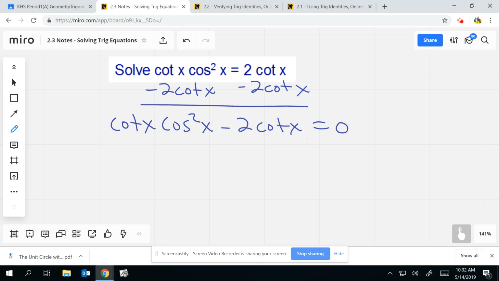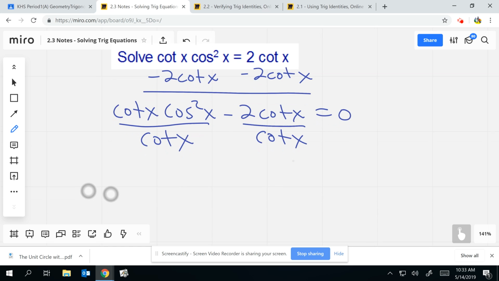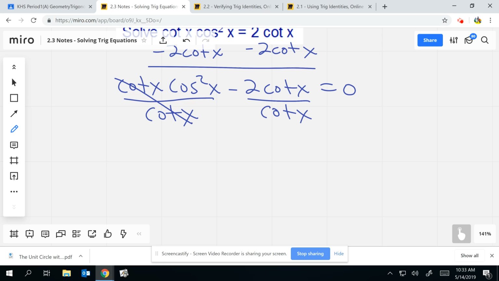Now, can anybody fill me in on what they think a GCF would be there? What do you think is common in both of those terms? You've got a term that has a cotangent times a cosine squared, and you got a term that's got 2 times cotangent. What did I just say twice? Cotangent. That's the common one. So they both have a cotangent. You could divide each by cotangent, and they would cancel out. So that's going to be my GCF, cotangent x.